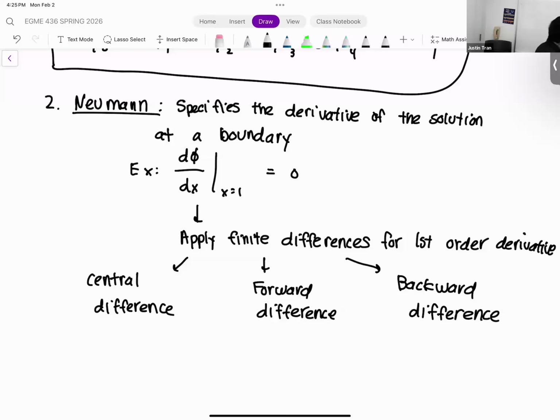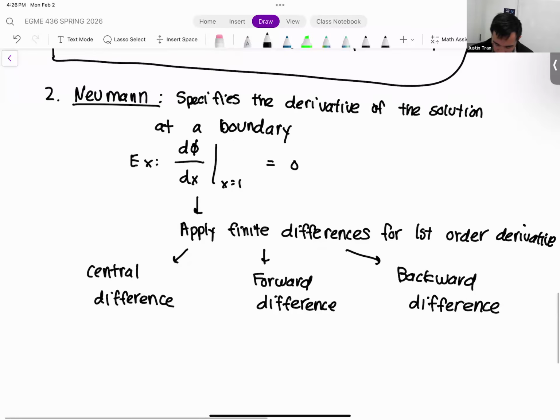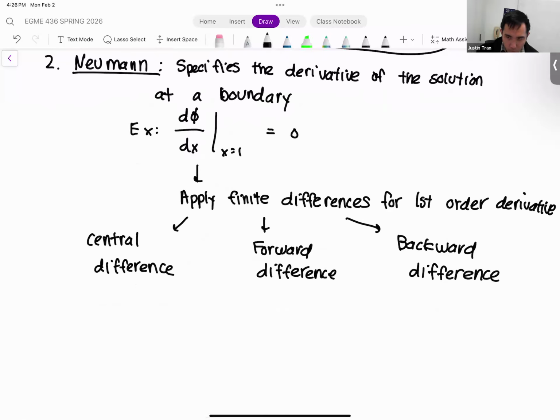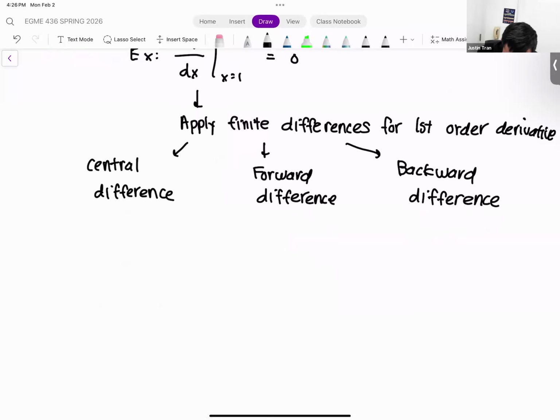Now, at the time, it seemed like central difference was the only scheme that we should use because it was the most accurate, right? But let's think about this specific use here, and let's see what the best option for the difference should be. Because remember, we're applying this finite difference at the boundary, right? So if we look at our domain again, right, 0, 1, 2, 3, 4.